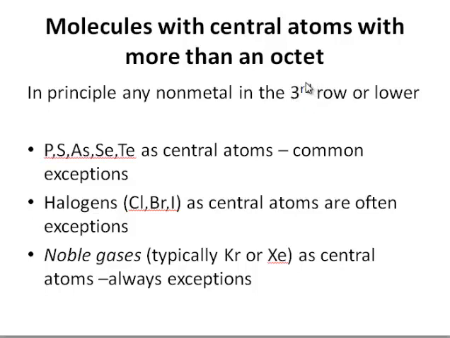In other words, only nonmetals in the third row or lower have valence d subshells to hold electrons, so that they can form Lewis structures with more than an octet.